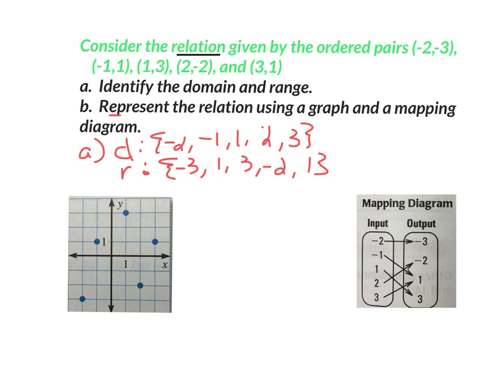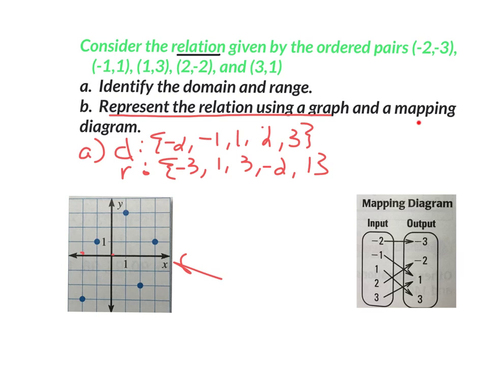Part B says represent the relation using a graph. So all I did is I took those ordered pairs and put them on a graph. I'll talk through 1 or 2 with you. I don't think you know how to graph. (-2, -3): I went left 2, down 3 to that one. The second point was (-1, 1), so I went left 1, up 1, and went to there.